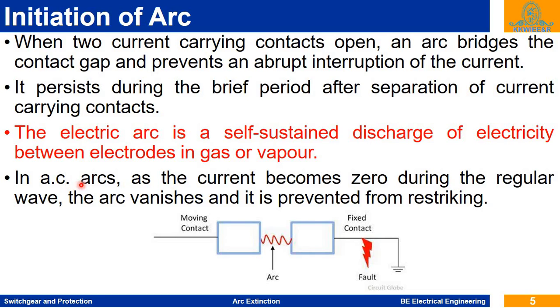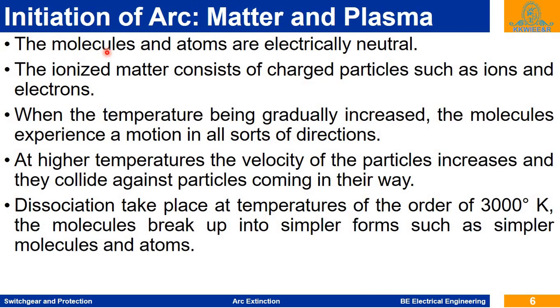In AC alternating current arcs, as the current becomes zero during the regular wave, the arc vanishes. When the current passes through the zero line, at that instant the magnitude of current is zero, and at this instant the arc is vanished and it is prevented from restriking. The molecules and atoms are electrically neutral. The ionized matter consists of charged particles such as ions and electrons.